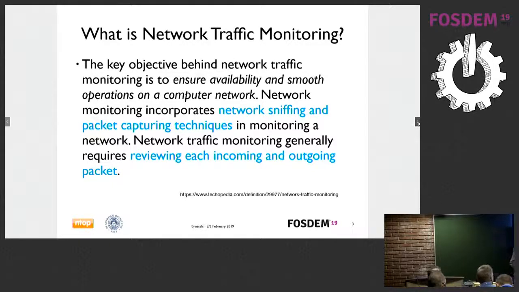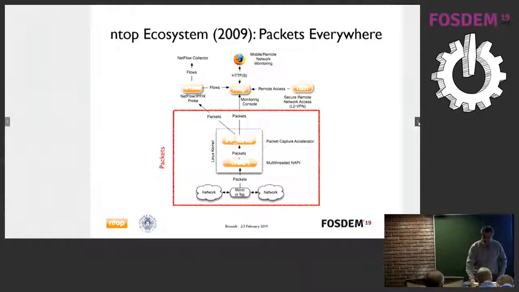In essence, we capture packets, we analyze packets, and we report to users what is happening. This is why, for instance, I started PF Ring, because it was a way to accelerate packet capture. Packet capture has always been the main problem. We have to receive this data, so the input are packets.